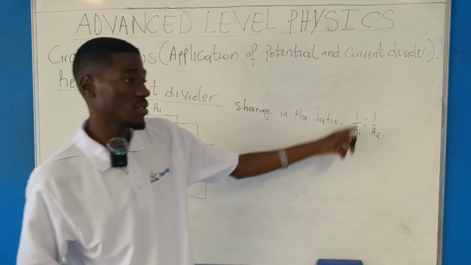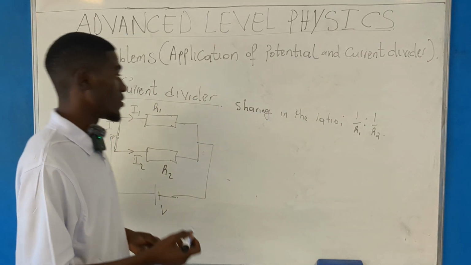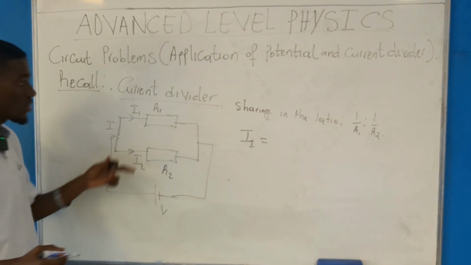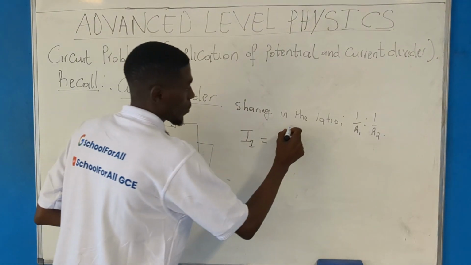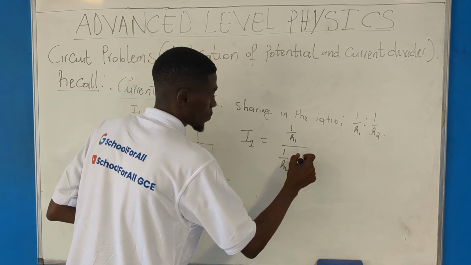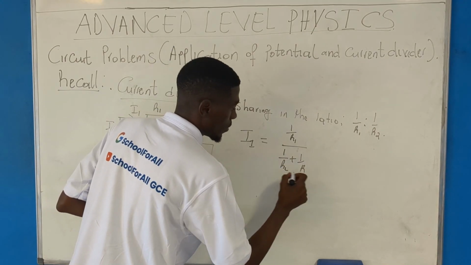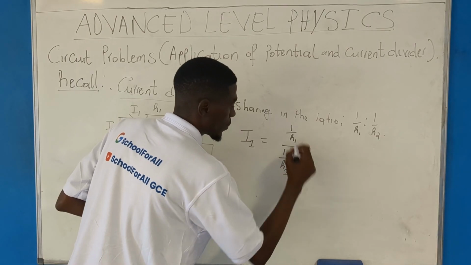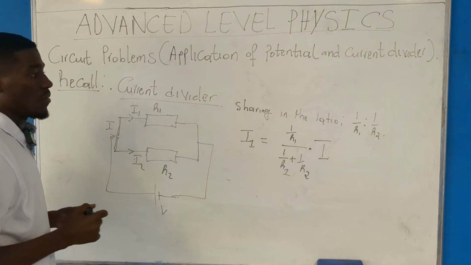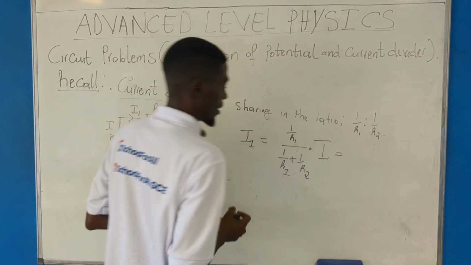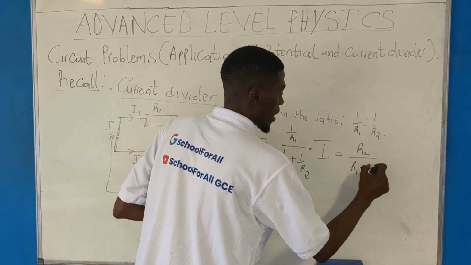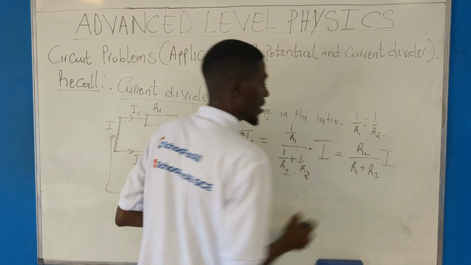Anytime we have parallel connection, it's always 1 over R, 1 over R. So if I want to find I1, the current flowing through the first resistor, I will take 1 all over R1 divided by 1 all over R1 plus 1 over R2, times the current being shared, which is I. By simplification, you will see that the R2 will go up, and then we'll have R1 plus R2. So you can cram it like that directly.